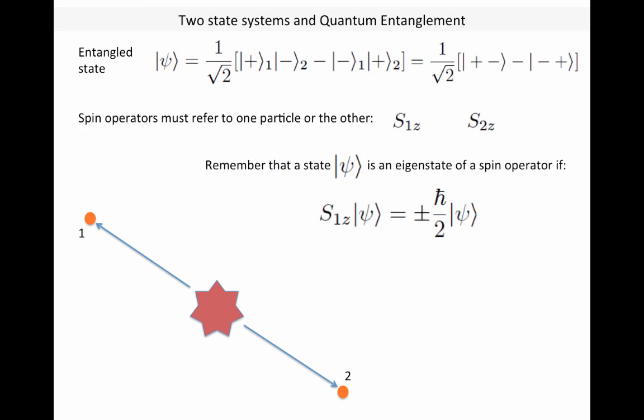And as a final reminder, something that is worth checking, and this will come up on a homework problem: a state such as this is an eigenstate or an eigenvector of a spin operator if the spin operator acting on that state gives you a constant times that same state, with the constant being a possible result of a spin measurement. So in this case, it will be plus or minus h bar over 2. So if you want to figure out whether this entangled state is an eigenfunction of a spin operator, you have to act on this state here with one of the spin operators and see what you get.